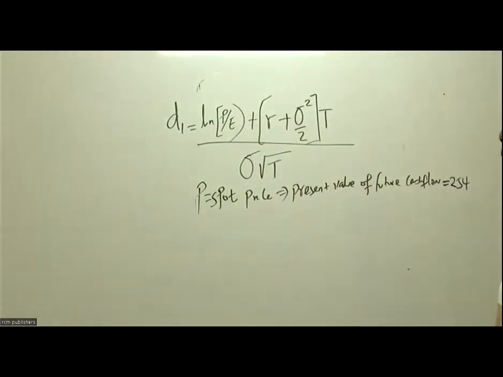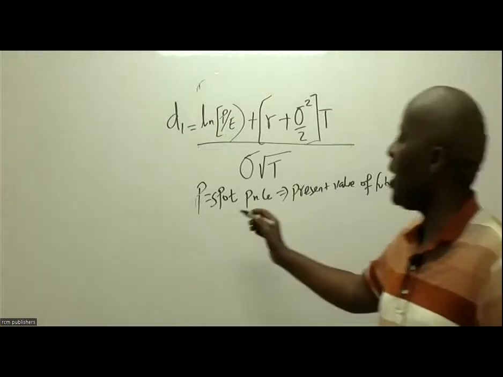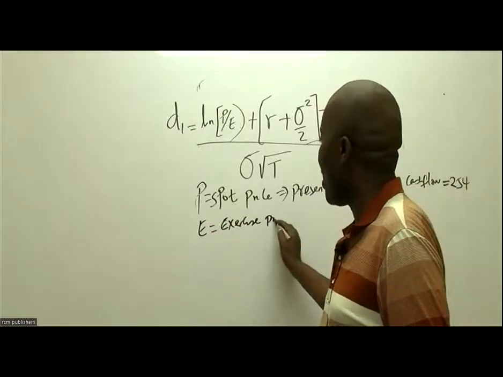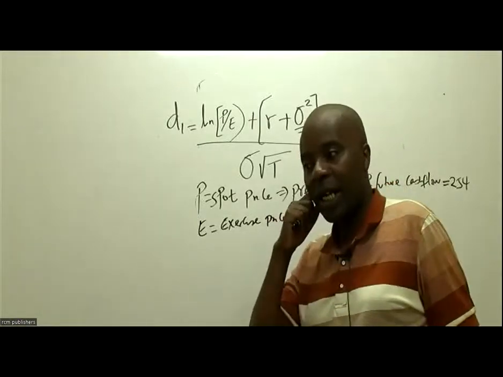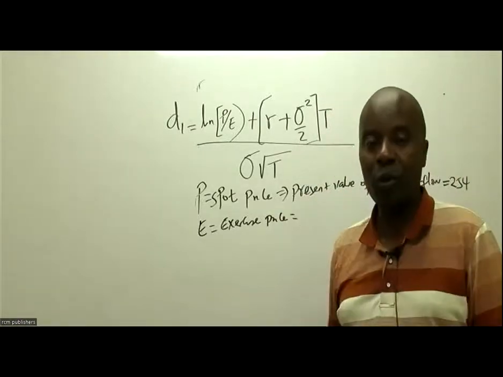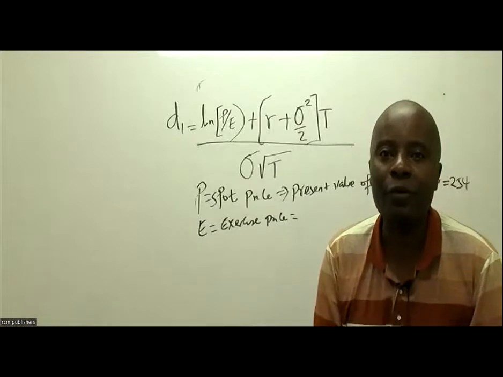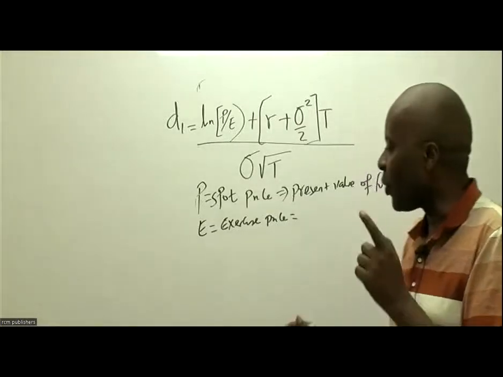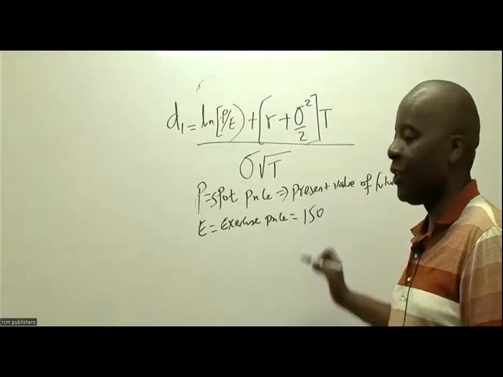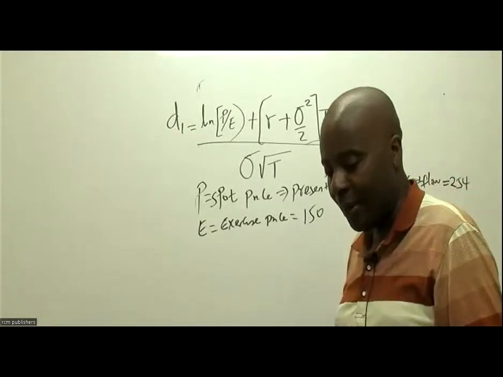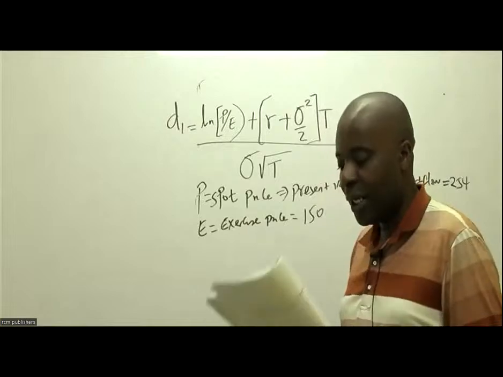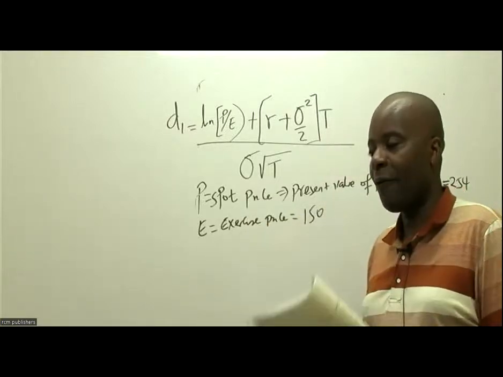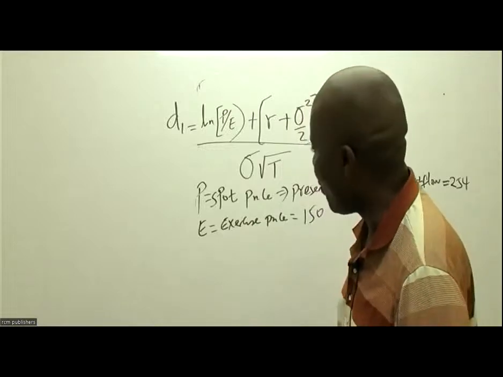Now, ladies and gentlemen, that is P. Then we have E. E is the exercise price. When we decide to exercise this option, when we abandon, what shall we do? We shall receive 150 million. Thank you, Sherilyn. When we abandon in 5 years' time, we shall receive 150 million. If we exercise the right, we get 150.